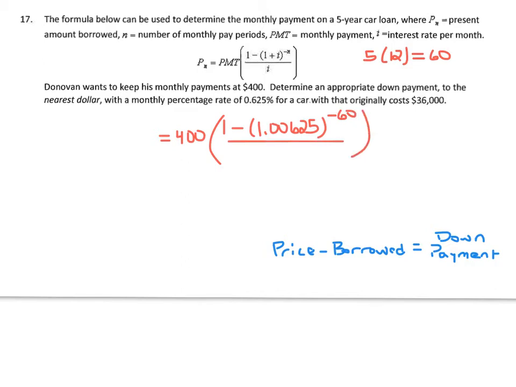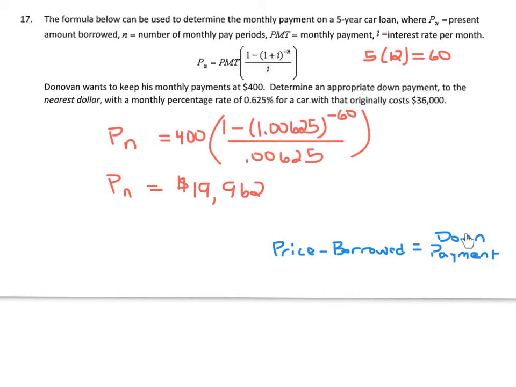Right, and that's going to be over just i, which is, we said before, 0.00625. So what we're looking for here is the P sub n. We're looking for the amount borrowed. Okay, so we can plug this in our calculator, and they want it to the nearest dollar. So to the nearest dollar, we get P sub n equals, and I'm getting $19,962.